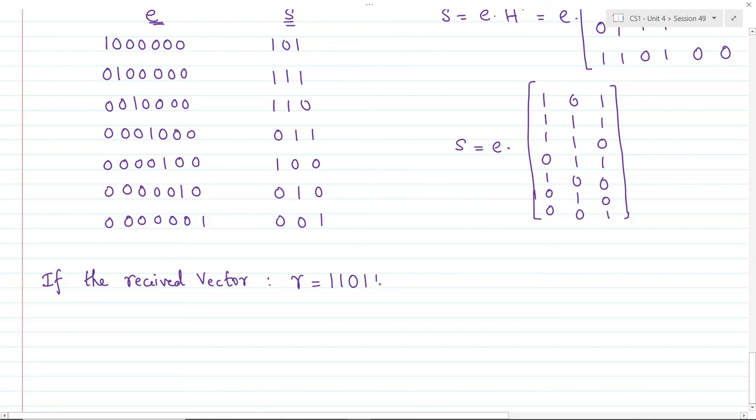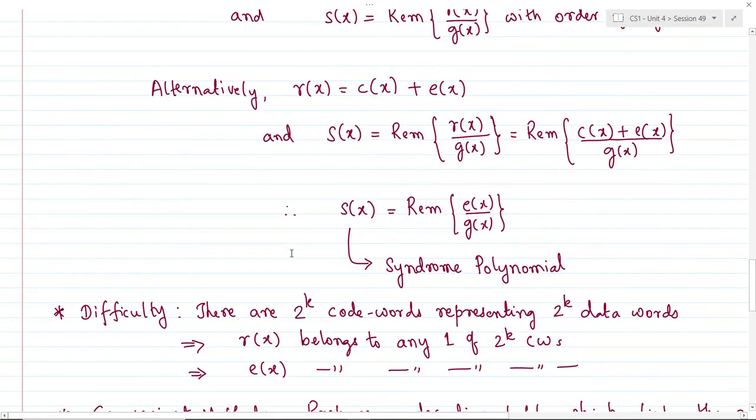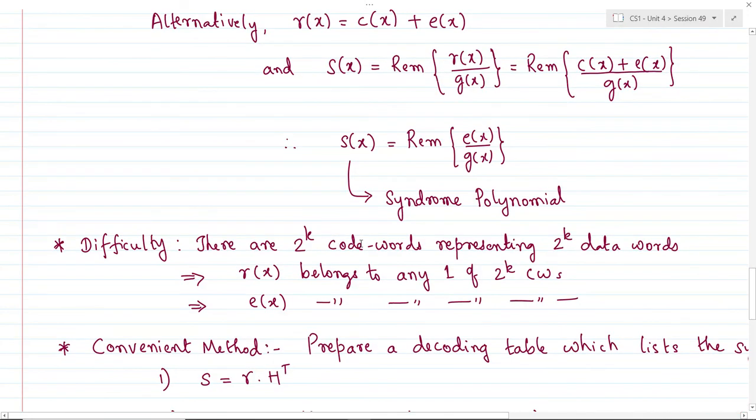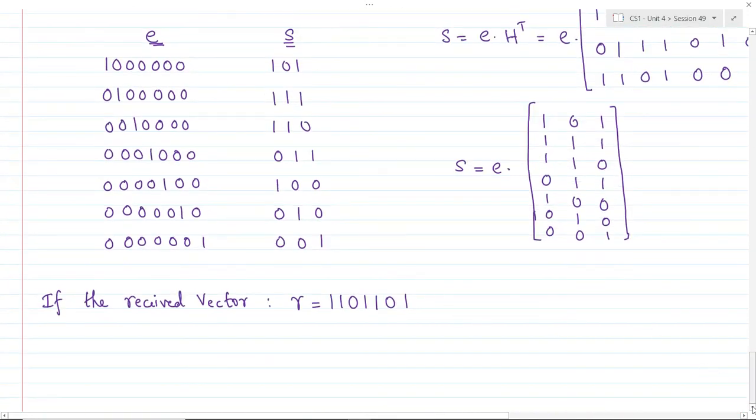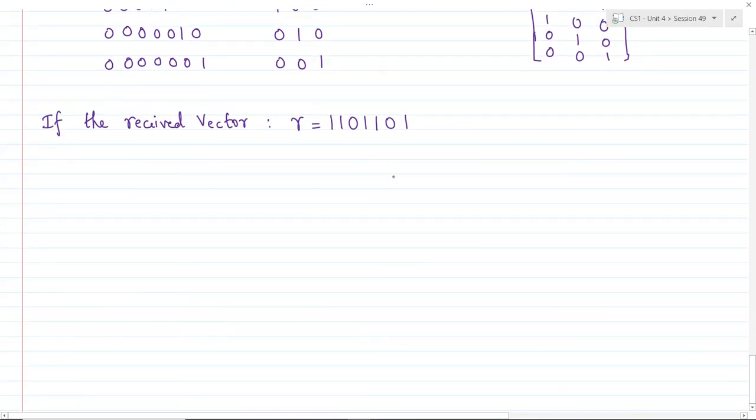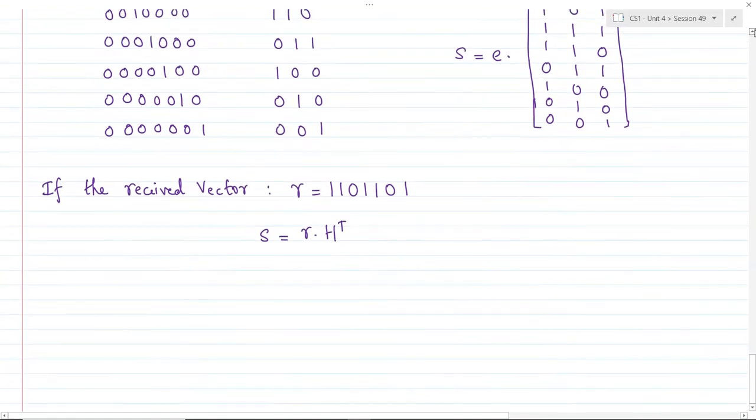If I approached this in a straightforward manner, I would simply try to divide this by the generator polynomial and obtain the quotient and the remainder, and the remainder would be the syndrome polynomial. But I would never be able to understand which code I should be mapping this to. So that would result in a tedious procedure. Instead, all we need to do is find the syndrome of this received vector, which is R times H^T, where H^T is H transpose, which we already have.